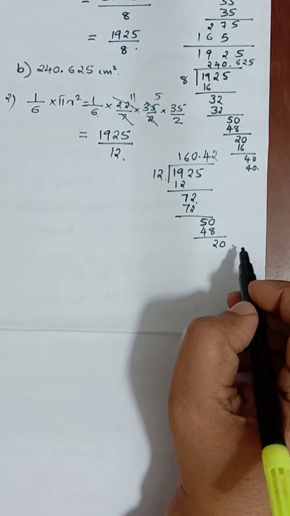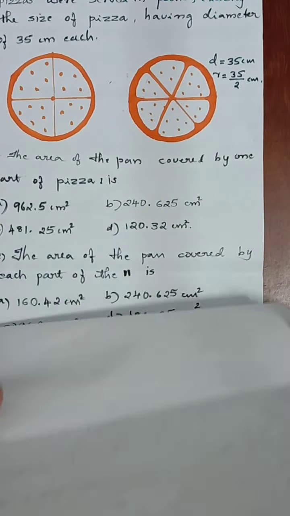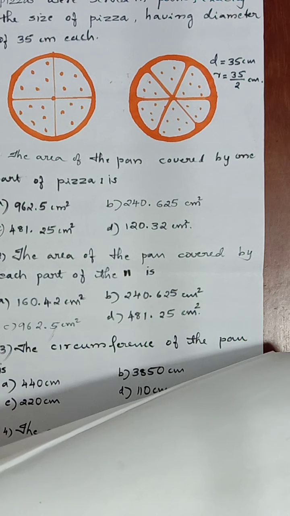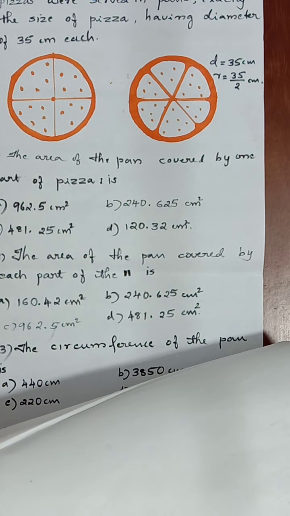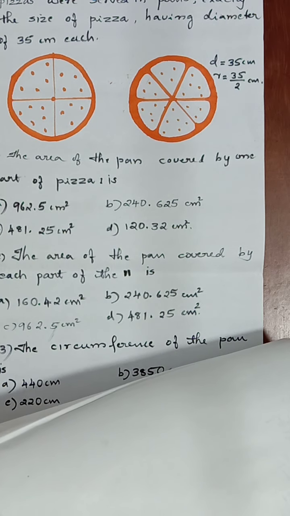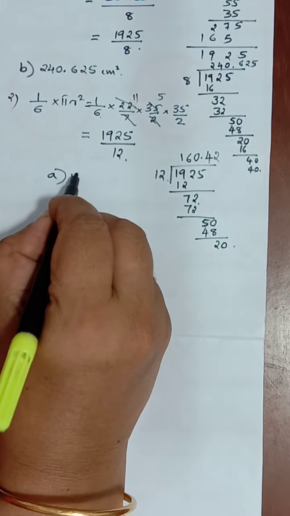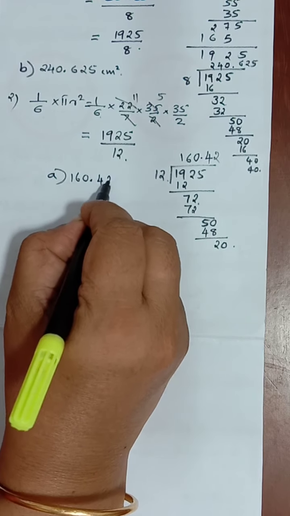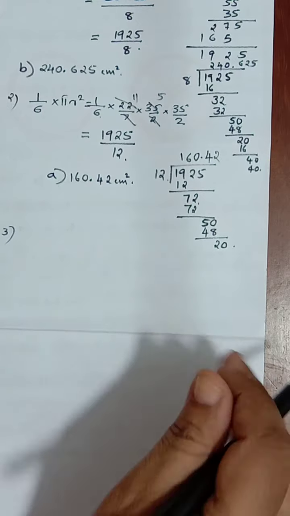Around 24, that means it goes on. So that is how we are getting 160 point. Second option 160.42. For 1 it may go on. Therefore 160.42 is your answer. Option A, it is 160.42 cm square. Okay. Now comes question number 3.